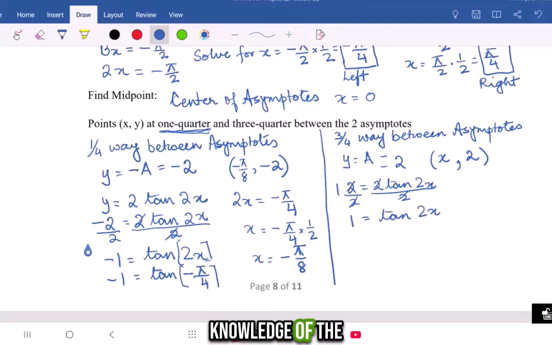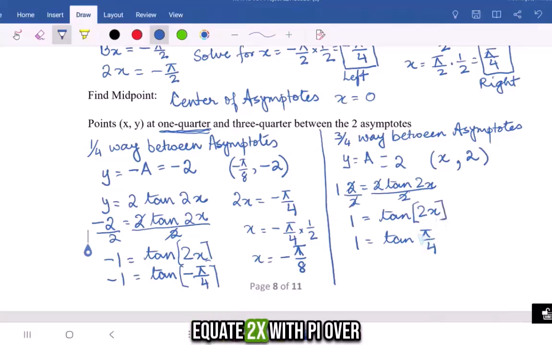Use your knowledge of the special angles. For what angle measure is the tangent ratio equal to 1? It's pi over 4, positive pi over 4. So 1 equals tan of positive pi over 4. We will now equate 2x with pi over 4 and solve for x.